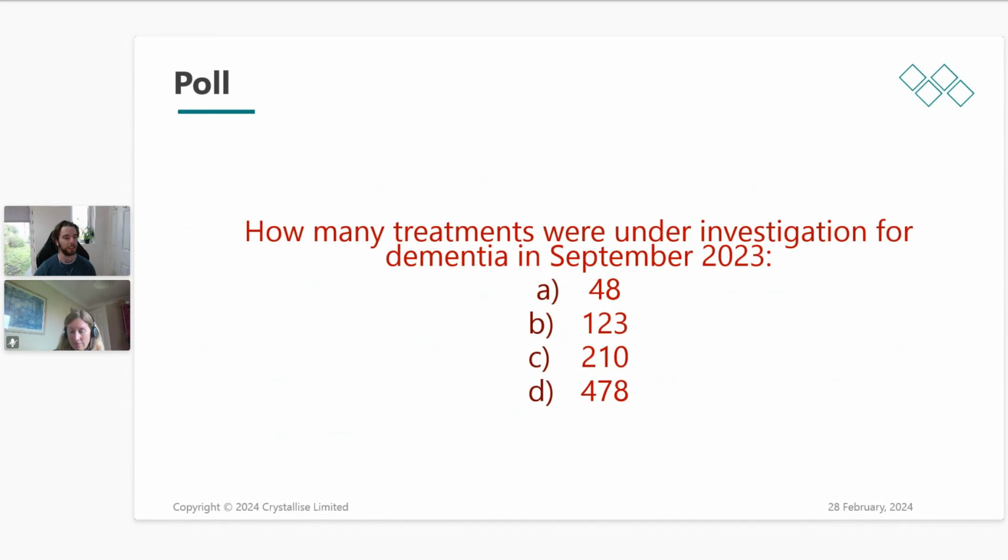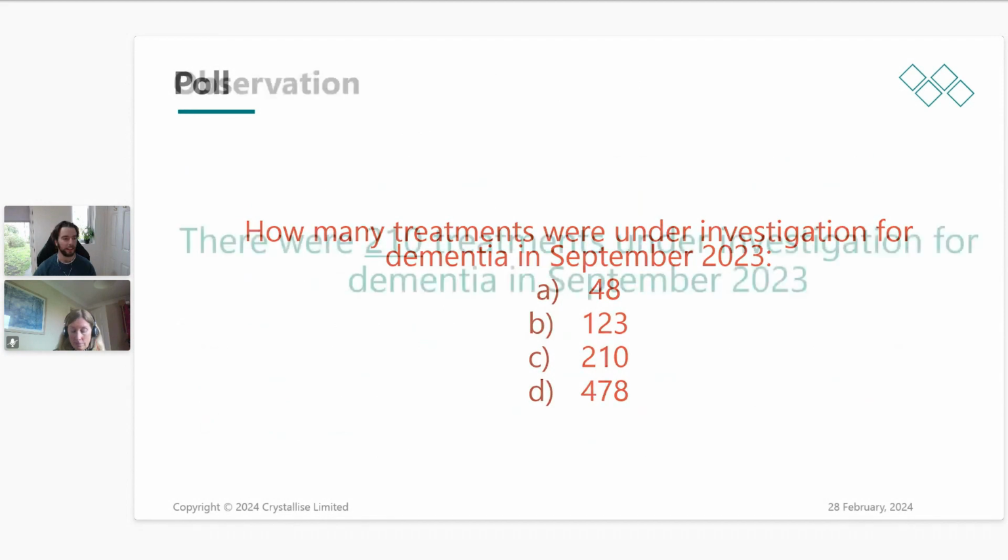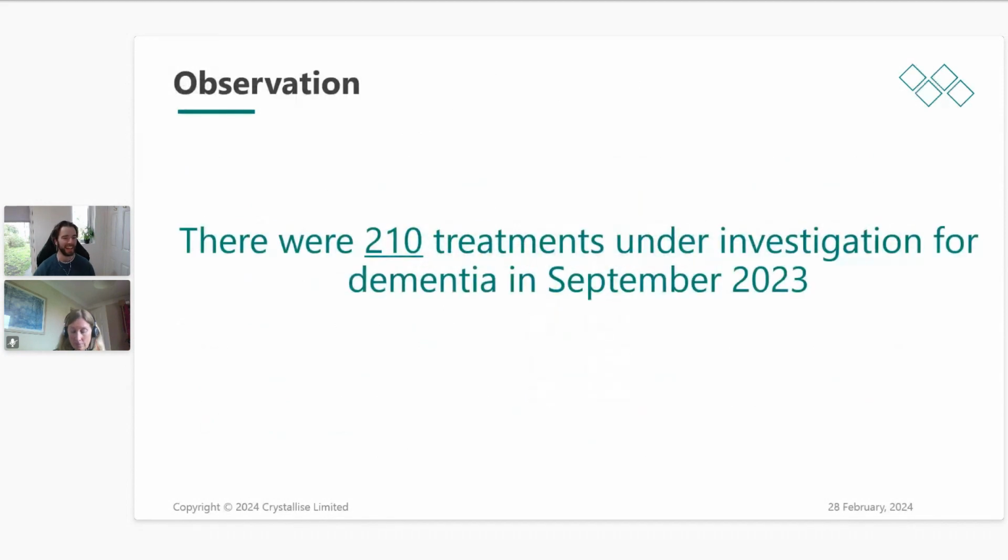Okay, so it seems to be neck and neck between B and C, which is great. Oh, and it looks like B's taking it, just about. So actually the answer is 210 as of September 2023, which is actually quite a lot, and we'll go into details around those particular drugs in a moment. This information is taken from a proprietary data set that we have, which essentially accumulates information from a number of different data sources, such as clinicaltrials.gov, and gets augmented in order to allow us to aggregate the different treatment types.